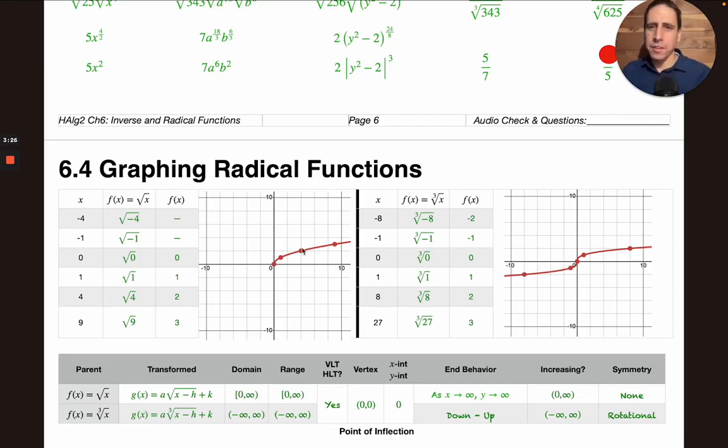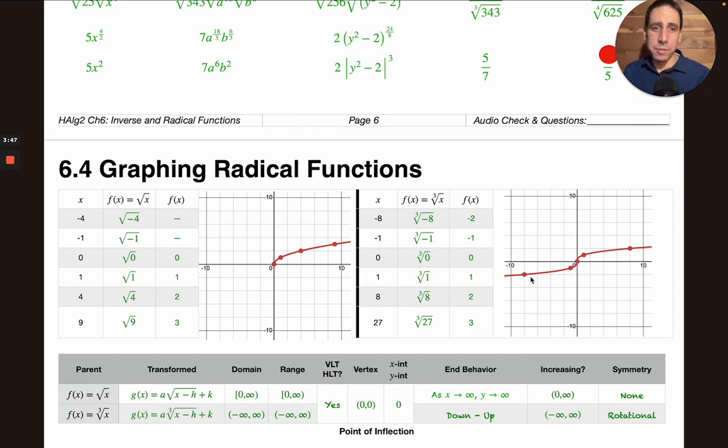What is the domain of this function? The domain of the square root function would start at 0. The lowest x value is 0. There's no highest x value, so it goes from 0 up to positive infinity. The range is the same thing. The lowest y value is 0, and it just keeps on going up. So it goes from 0 to positive infinity.